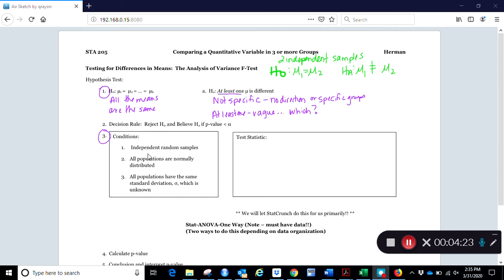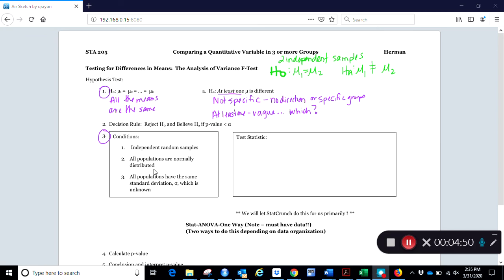And keep in mind that these formulas are always on your formula sheet, as well as conditions. The first one is that we need independent random samples. As we discussed earlier in the first video, we will only be focusing on independent samples inside this set of notes. Our second condition is different from what we've seen before, not because of what it says, but because of what it doesn't say. All the populations are normally distributed.